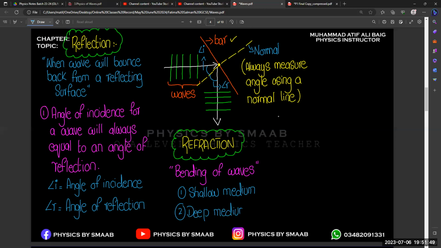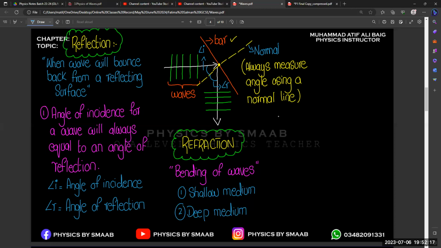Let's suppose we consider a swimming pool, and half of the pool is deep, so that is the deep medium because there are more water molecules. And one side of the swimming pool is shallow, so there are fewer water molecules. So there is a change in medium. The pool is not uniform or balanced, so there are different mediums and different depths of water.